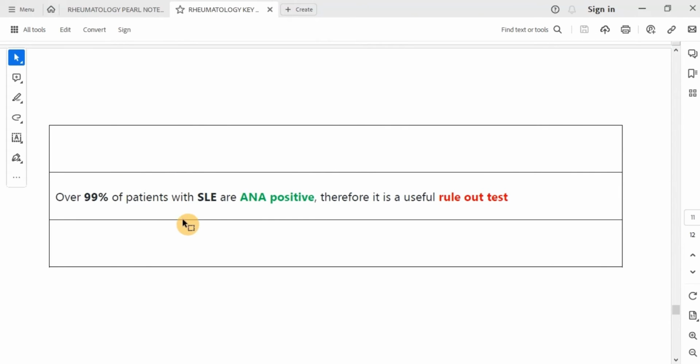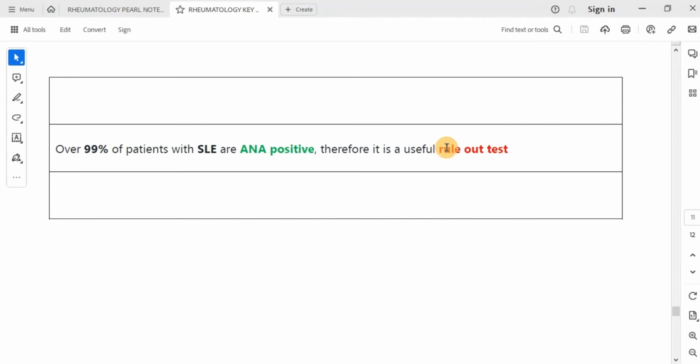Over 90% of patients with SLE are ANA positive, therefore it's useful to rule out the disease with this test. So ANA is the gateway, or ANA is the most sensitive test in case of SLE, and anti-dsDNA and anti-Smith are highly specific.